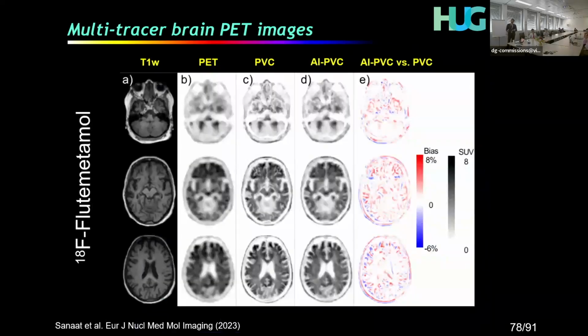And here is one example of amyloid, which you can see. The first column shows the T1 images. The second one is the PET without partial volume correction. The third one is the partial volume corrected image using the conventional method, for which we use iterative Yang here, which of course uses the MR images as input. And the fourth column shows the AI-based partial volume correction, which doesn't use MR information.